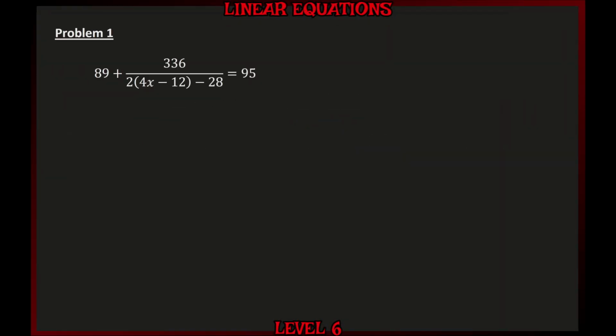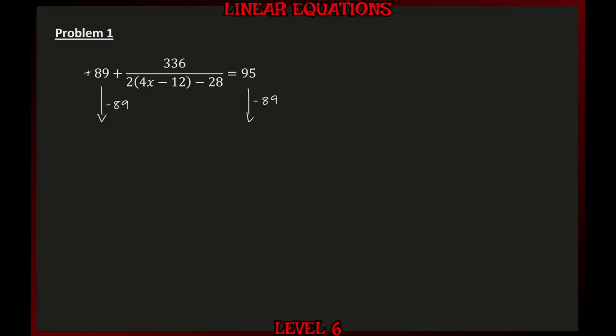In problem 1, we're solving the equation 89 plus 336 over 2 times (4x minus 12) minus 28 is equal to 95. So to start, I'd like to remove the 89 that's attached to the fraction on the left-hand side, and this 89 is a positive 89. So to remove it, we're going to subtract 89 from the left and do exactly the same on the right.